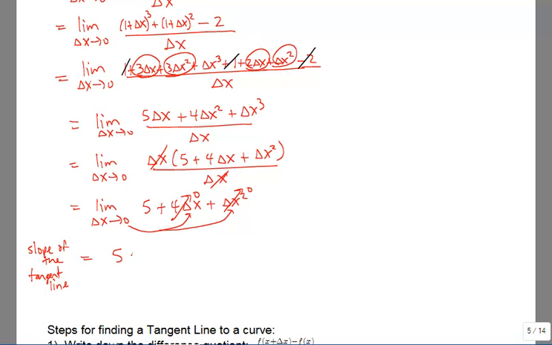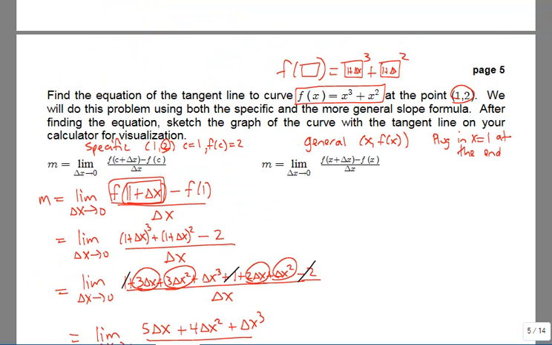Okay, so this is going to be what we call m. All right. Now, we're not quite done with this problem because it actually wanted us to find the equation of the tangent line, but before I get to that, let's go back up here and let's contrast this method that we just did using a c value of 1 with the more general way of doing this.